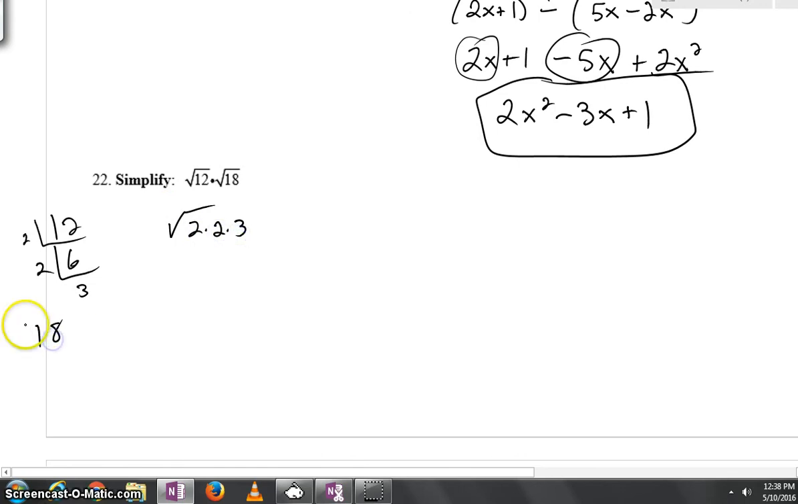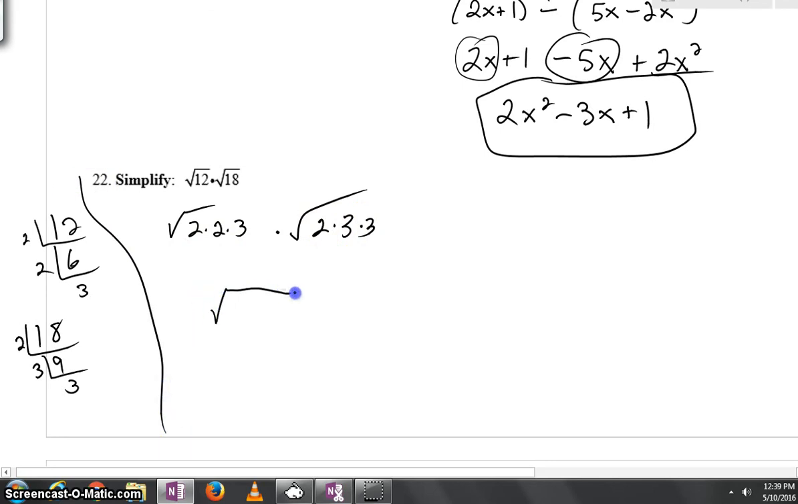Let's do a little division tree for 18. 2 goes into 18 9 times. 2 does not go into 9, so try a 3. 9 is divisible by 3, you get 3. So this 18 is really 2 times 3 times 3.